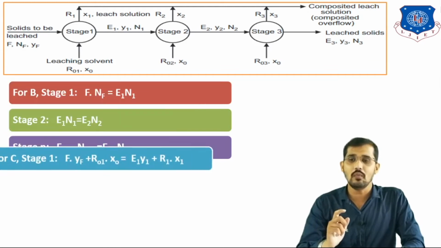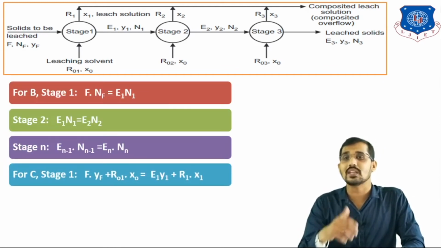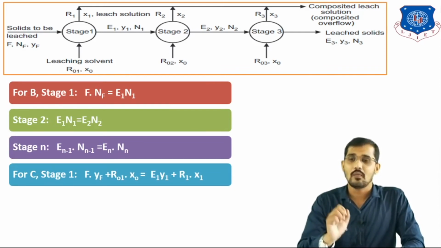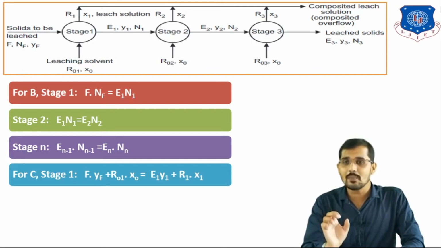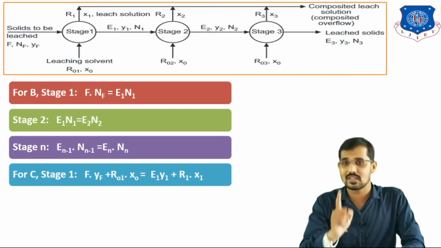Similarly, we will now write for component C. Component C is the solute to be extracted from the solid by using liquid. So I can write here for the solute, that is the component balance you can see on the screen, F into YF. We are writing for the first stage.